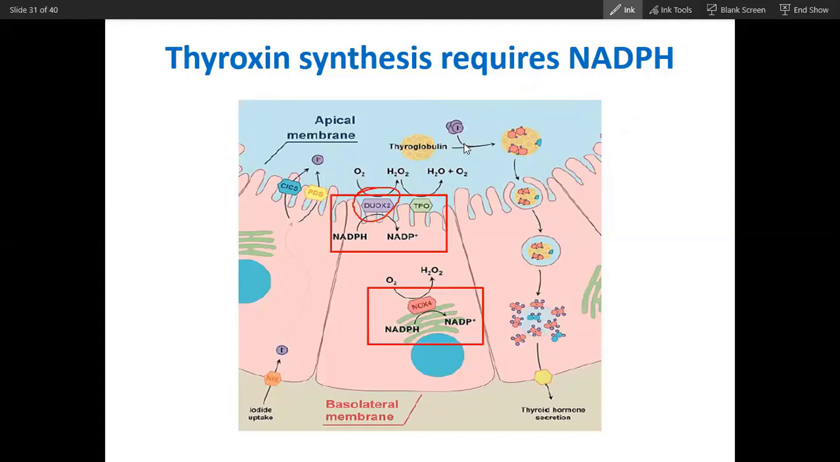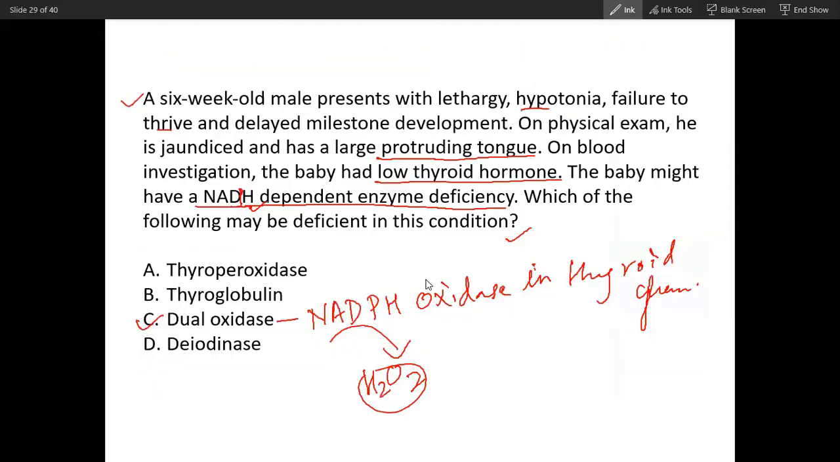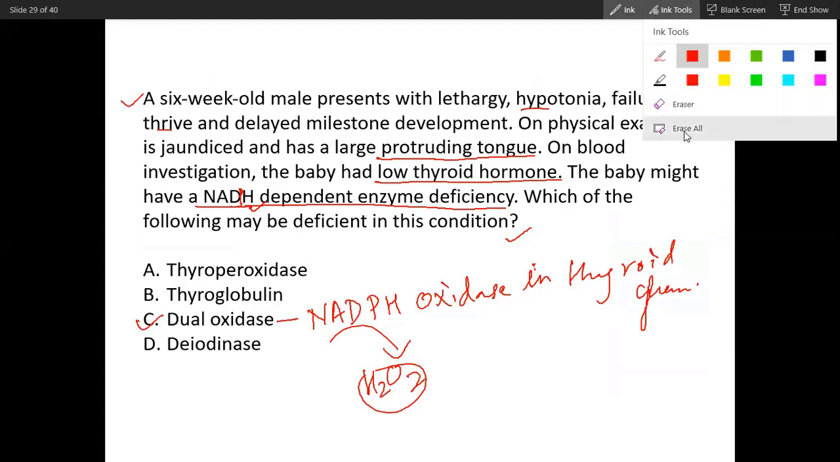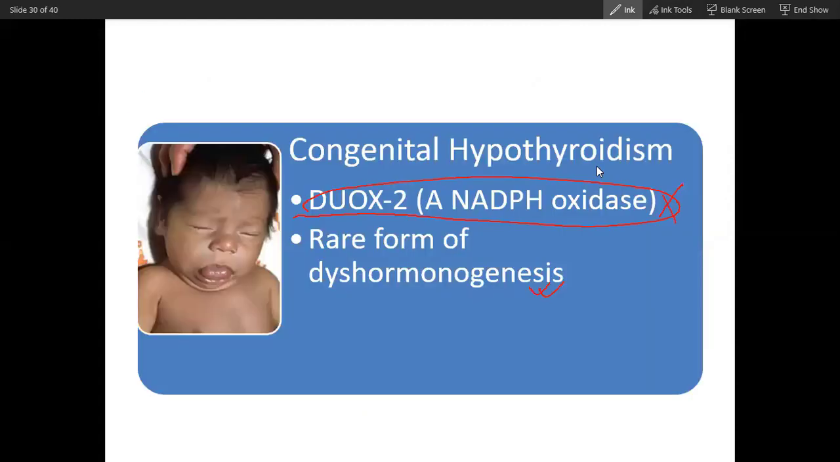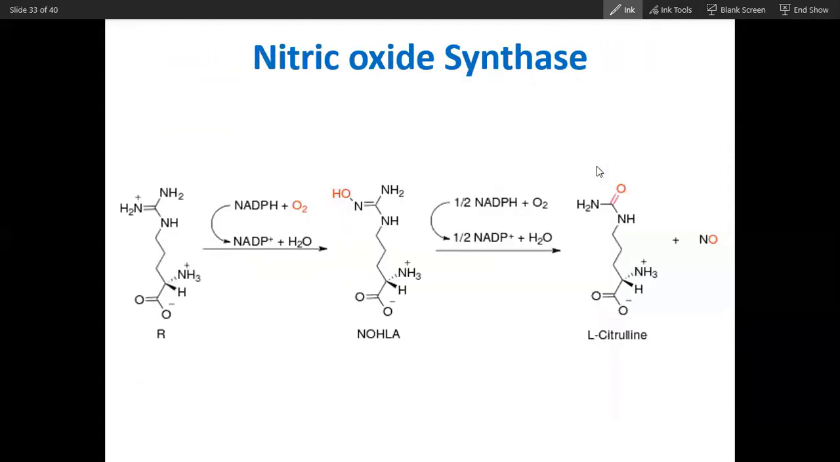You can see here, this converts this oxygen into this, and this does the iodination. So did you understand this? NADPH is also required for hormone synthesis. And then it is also required for synthesis of neurotransmitter.